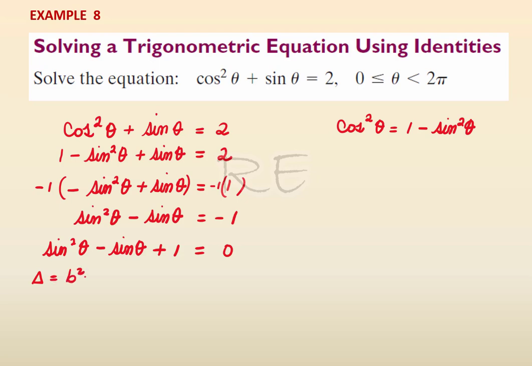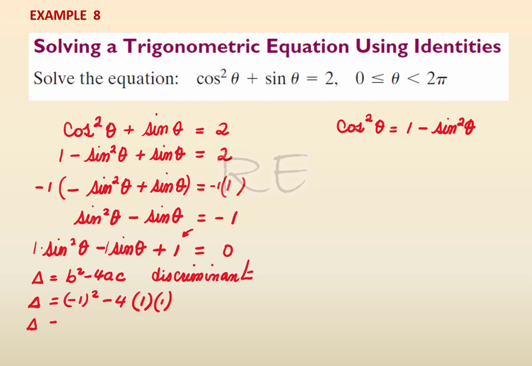The discriminant delta is equal to b squared minus 4ac. The discriminant will determine the nature of the solutions for this equation. Delta is equal to -1 squared, the coefficient of sine theta, minus 4 times 1, the coefficient of sine squared, times 1, which is the last term, c. So it's going to be 1 minus 4, which is -3.